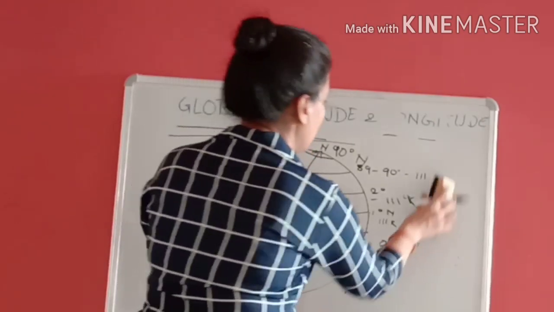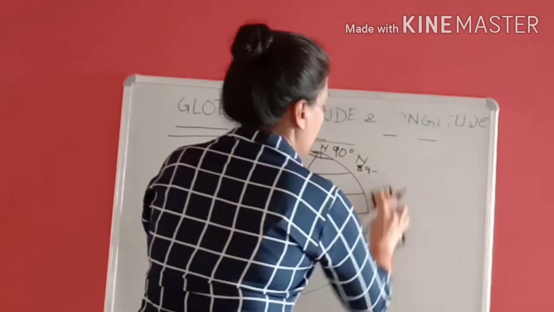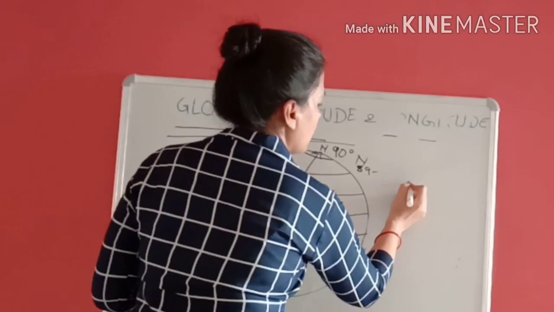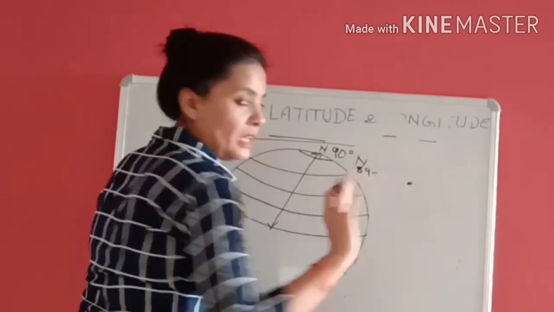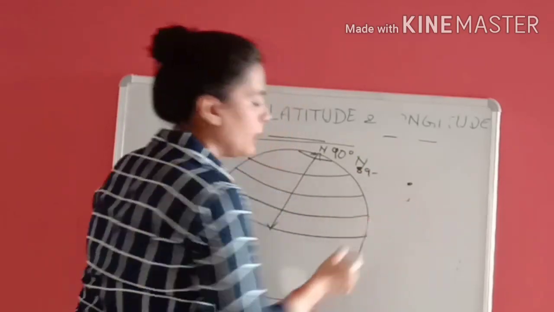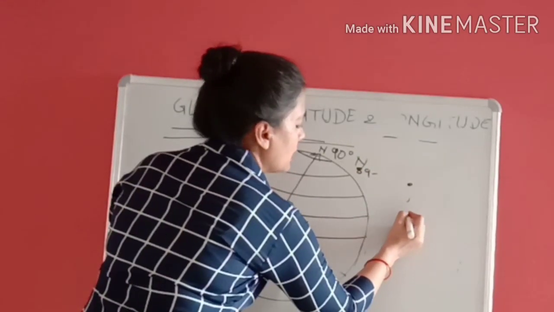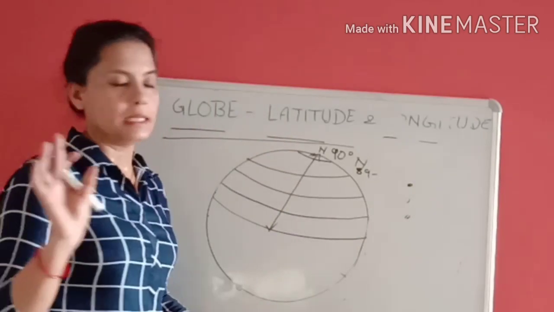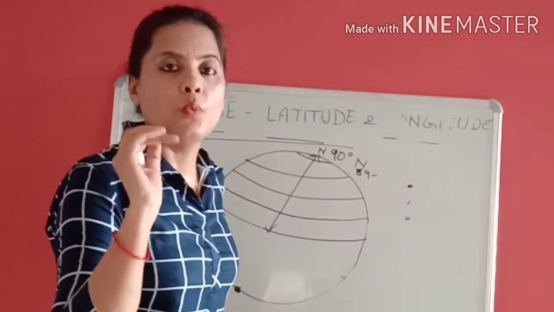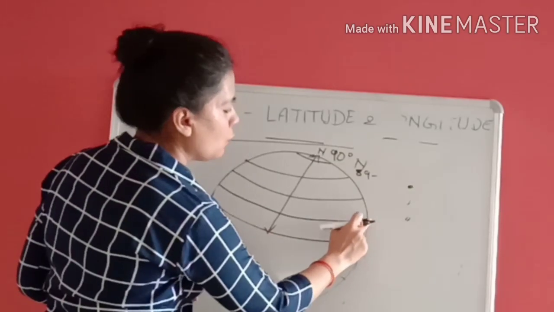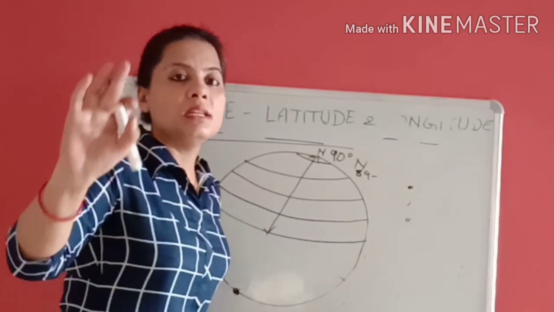Now this 1 degree and 2 degree is divided into minutes. This is the symbol of the minute. You can see, degree we write like this, a very small circle. Then minute we write like this, and second we write like this. So a degree is divided into 60 equal minutes. It means from 0 degree to 1 degree, 60 minutes are there.